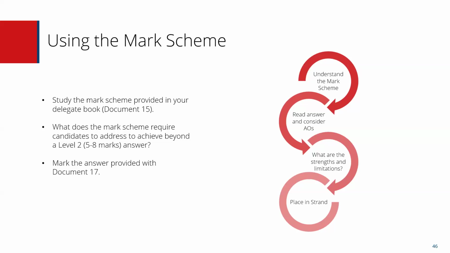Now use the mark scheme. We've looked at what they've got to do to get beyond a level 2. So have a go at deciding where. Now, I know that there's lots of strands here, and if you've not examined before, you might wonder about best fit, but for the strands we would look at the different levels for the bullet points.